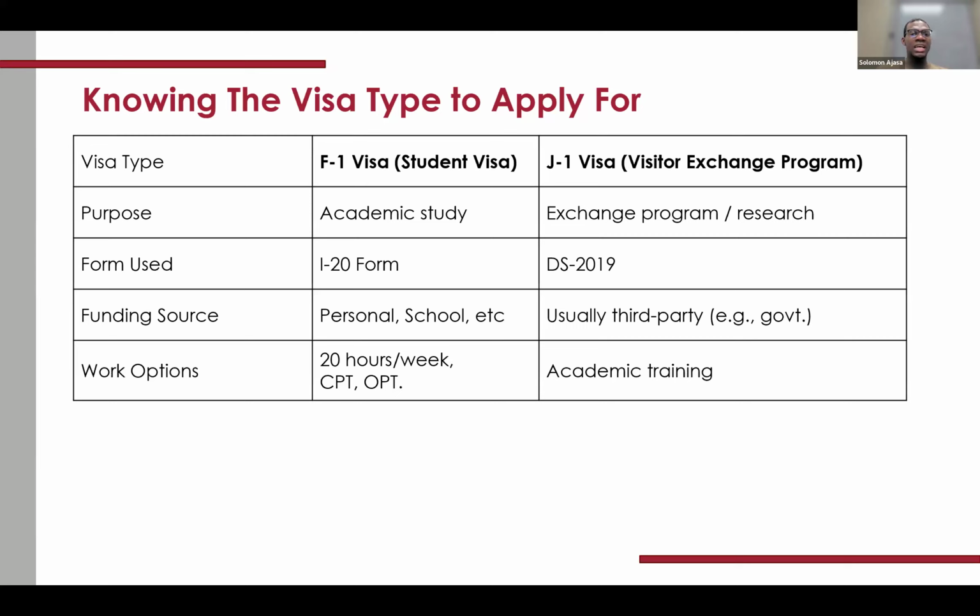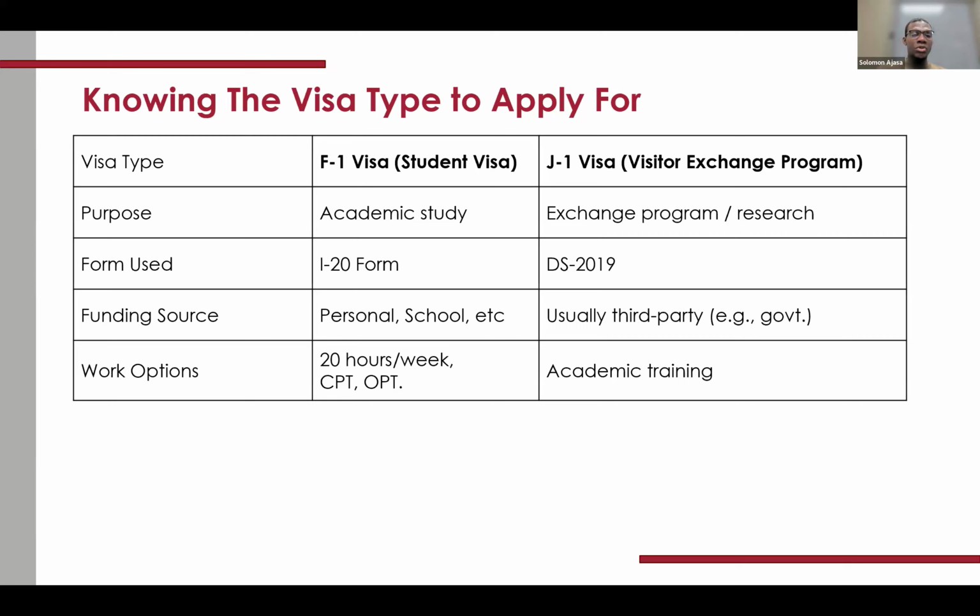If you are on a J1 visa, it majorly means you're here on a visitor exchange program. Think about a Fulbright scholar, for example, who comes from another country to study here for a period of time, after which you go back to your country. It could also be a short-term exchange, probably a one-semester exchange program. All of these are covered with the J1 visa. Typically the form that you get will be the DS-2019, which is different from the I-20 issued for the F1 visa. And most times your funding support would come from the government.